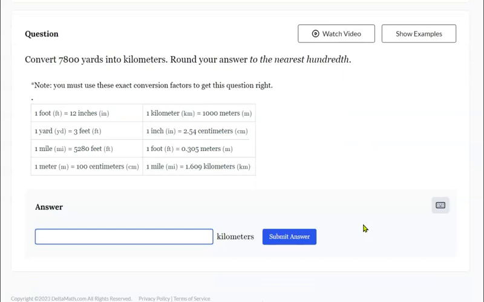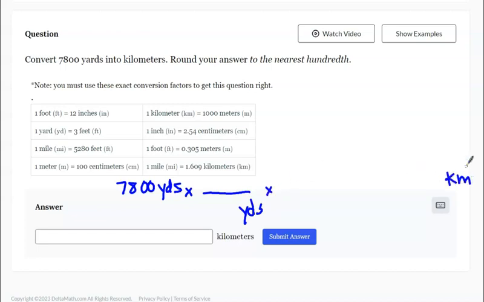Let's do one more. Convert 7,800 yards into kilometers. Okay, so 7,800 is yards, and I need yards to go away. And I'm going to write all the way over here, I want kilometers. So I've got to use this table. What am I looking for? Anything with yards in it. Okay, there's nothing with yards and kilometers, so I'm going to turn yards into something else. Let me find it here. I want kilometers. This one has kilometers in it, and this one has kilometers in it.